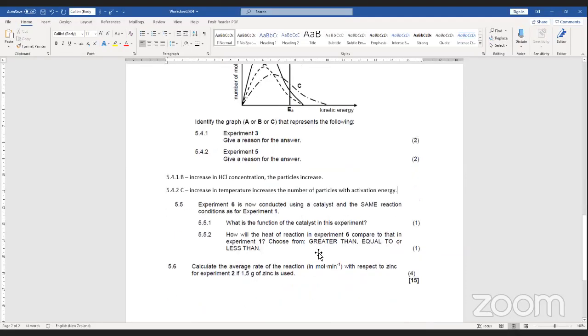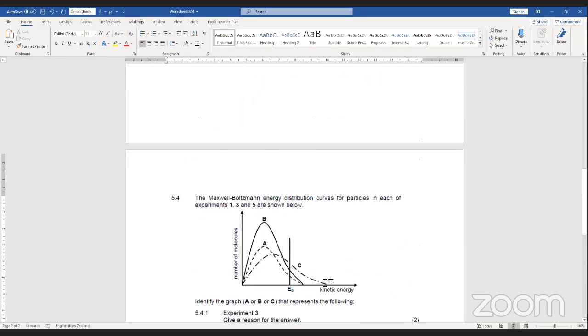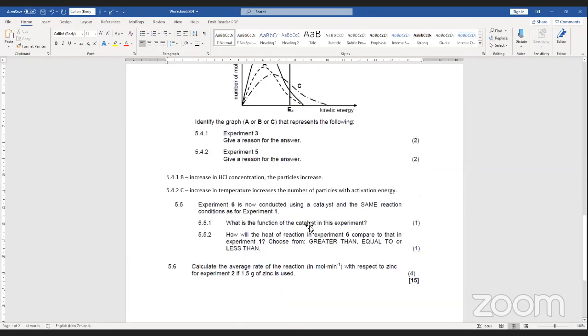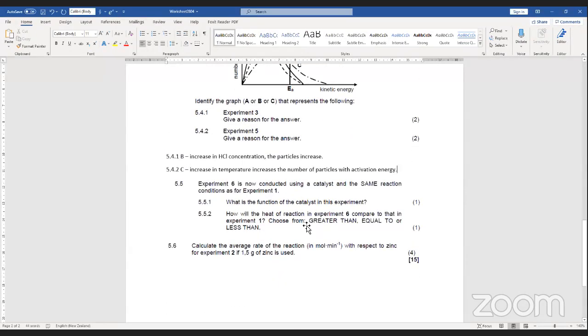Okay, then question 5.5. They tell you, so this is a new experiment now, it is not on your table. They tell you experiment 6 is now conducted using a catalyst and the same reaction conditions as experiment 1. So you are having the same thing that happened here. You've got 2 moles per decimeter cubed of concentration. You've got your 200 cubic centimeters of hydrochloric acid. You've got your powder and you've got 25 degrees Celsius. And they are asking you, what happens when you add a catalyst?